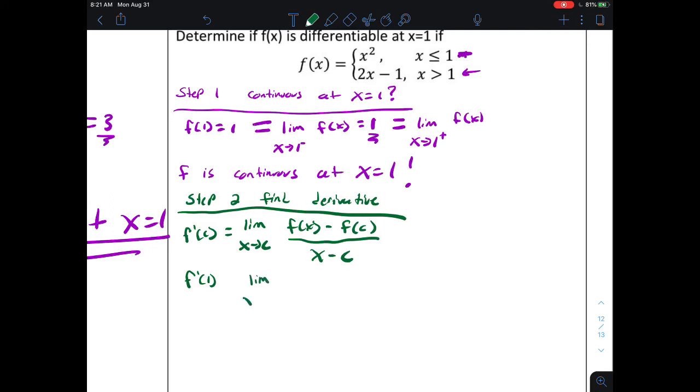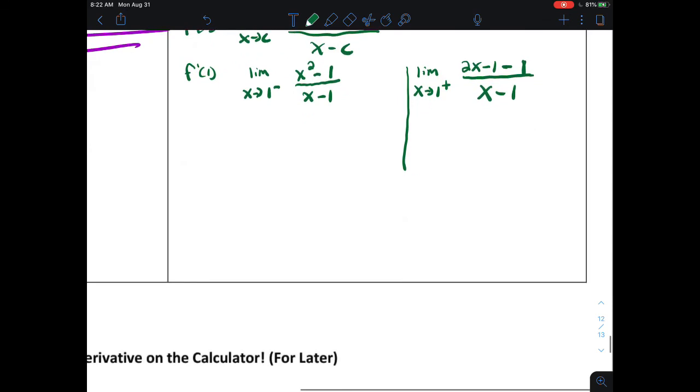So I need to look at the limit as x approaches 1 from the left, and f of x in that case is going to be x squared, so it'll be x squared minus f of c. So I put 1 into x squared and I get 1, over x minus c, so x minus 1. That's going to be my slope from the left. And now I need to do the slope from the right-hand side. So it'll be the limit as x approaches 1 from the right for f of x, so 2x minus 1, minus f of c, so you put 1 in for x, and we get 1, over x minus 1. So I'm having to do these two limits and then see what I get.